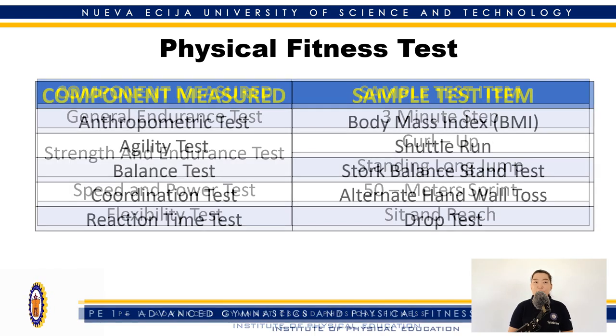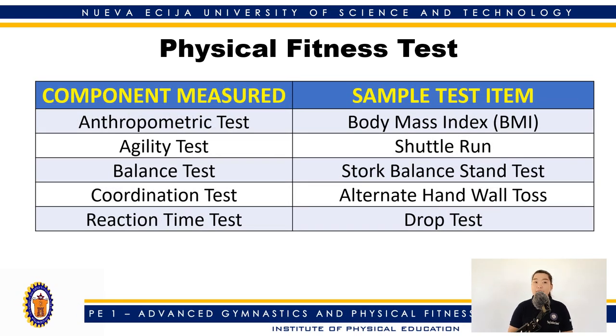Next, anthropometric test by your body mass index or BMI. Anthropometric test is about the measurements of your body because from the word anthropos, which means human, and metron, which means measure.